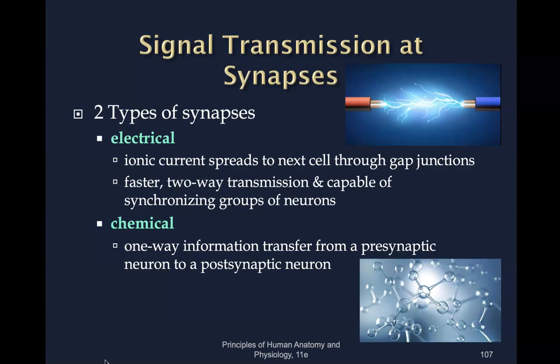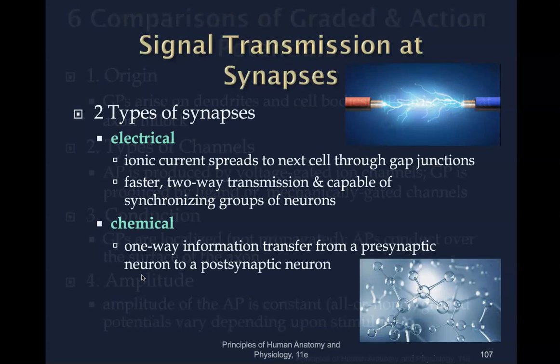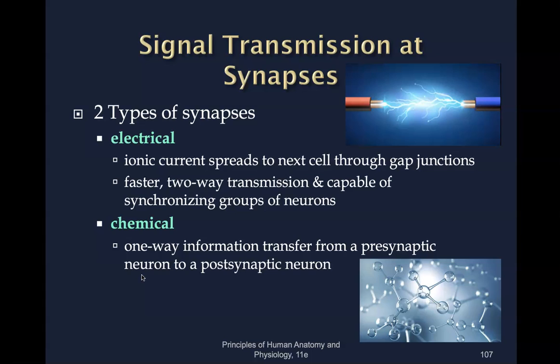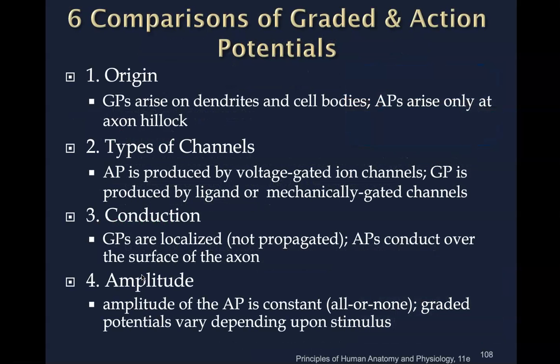And then a chemical synapse, which is kind of the more common one that we talk about, is where we have this one-way information transfer from what we call a presynaptic neuron, right? That's the neuron before the synapse. And then the postsynaptic neuron, the neuron that it's going to be passing its information onto, okay? If you can picture that. So that's the two types of synapses. And then I'm going to go through this in just a minute, and we'll talk about the nitty-gritties on how signal transmission happens at the synapses. So I'm going to come back to that.